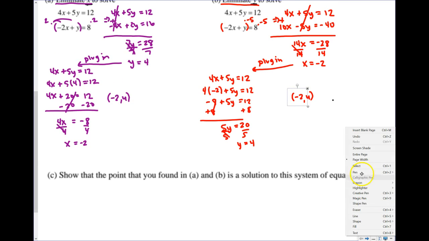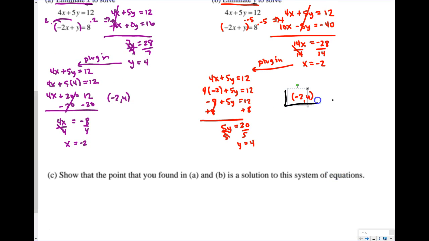Okay, now part C says, show the point you found in A and B, that's this point right here, that I'm going to put a box around, this -2, 4. Show that this point is a solution to this system. When it wants you to show, remember that's a fancy way of saying, you know, plug it in.